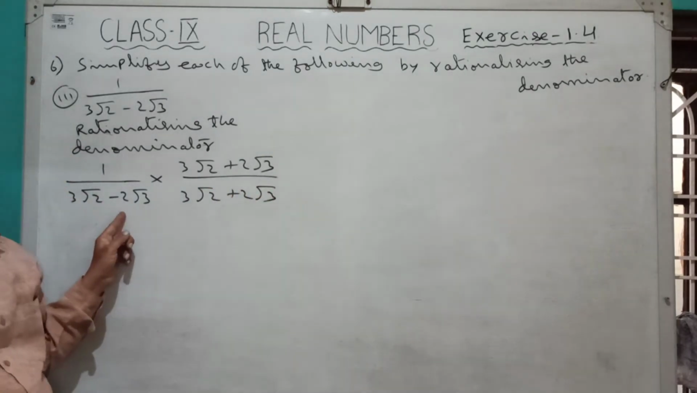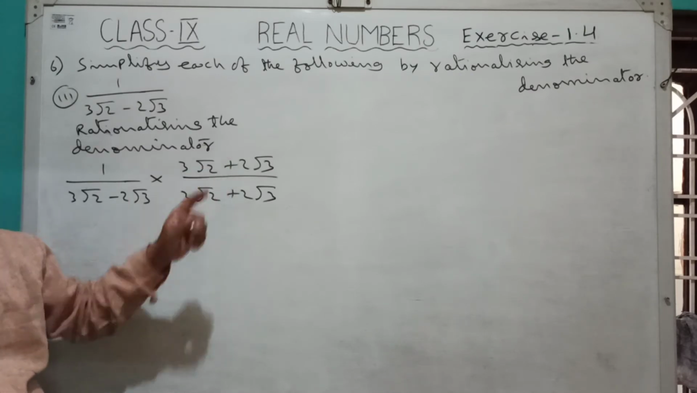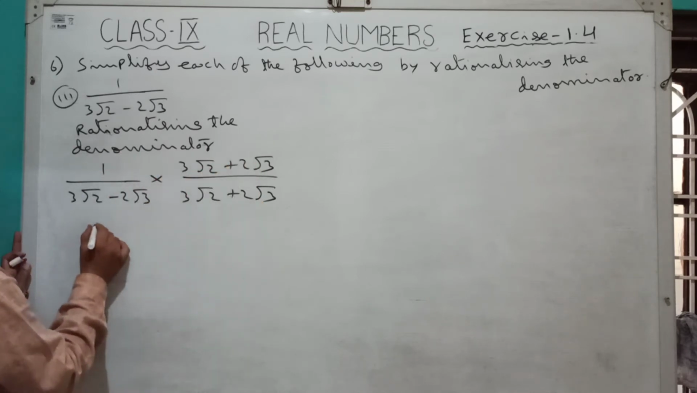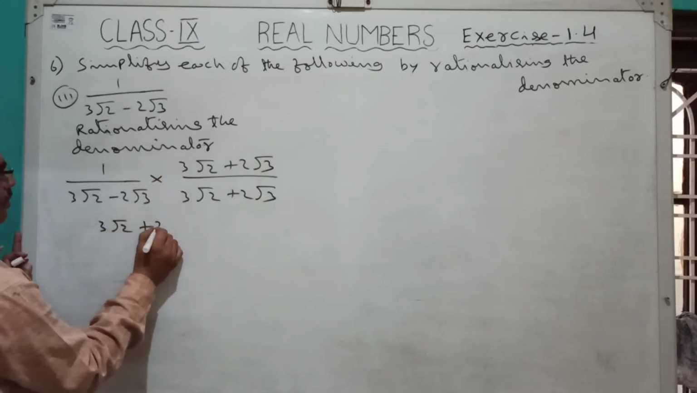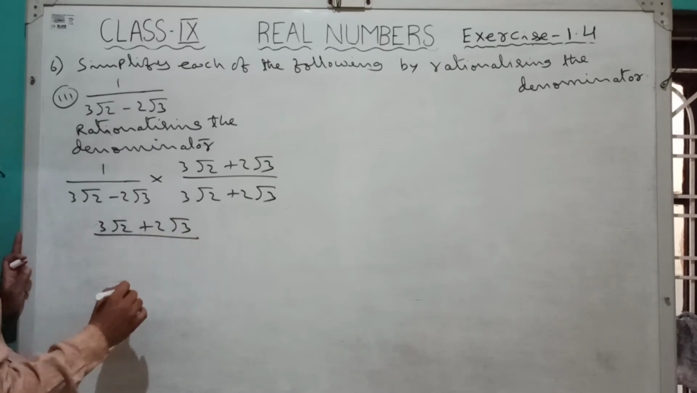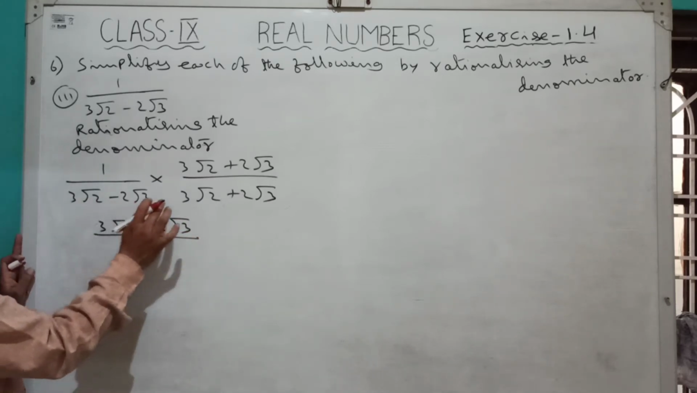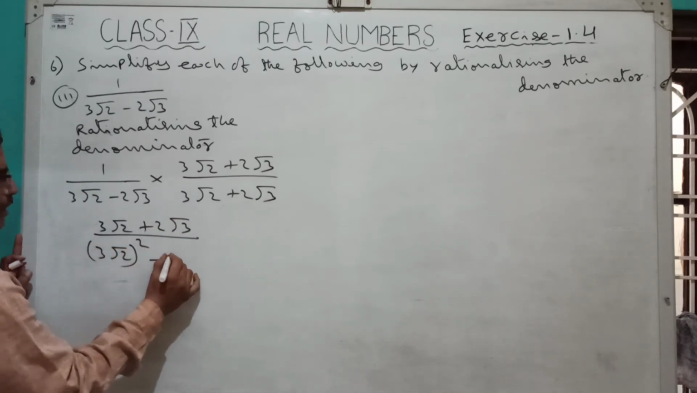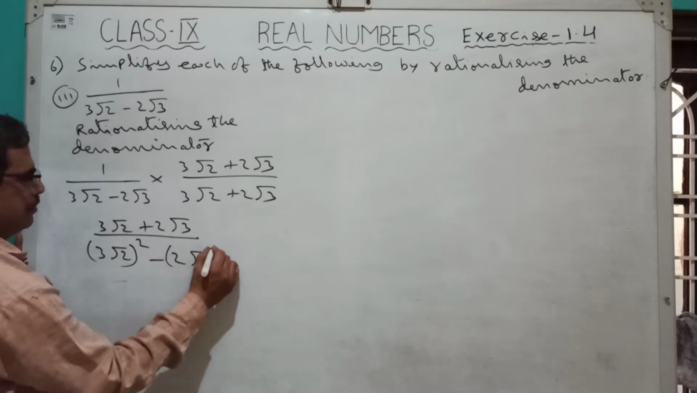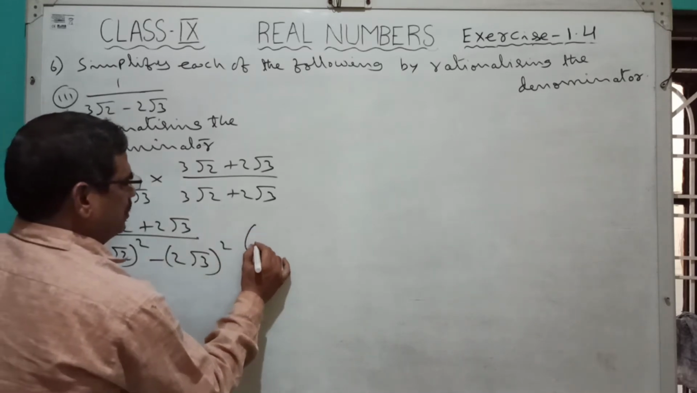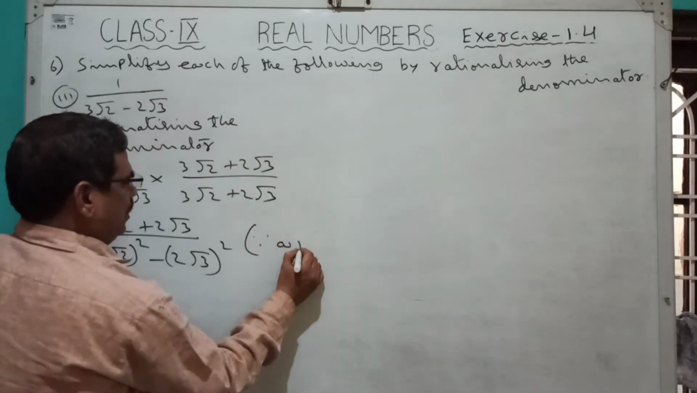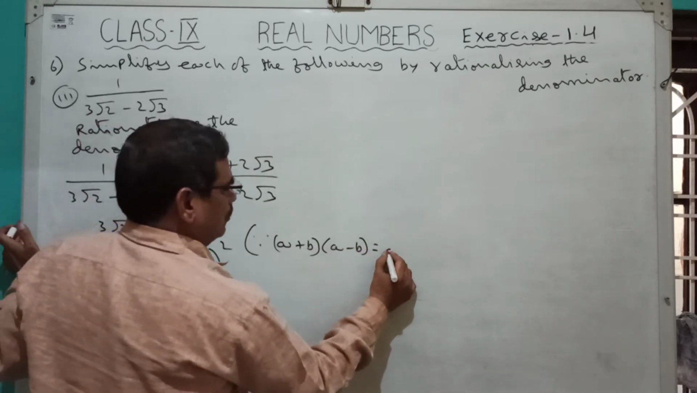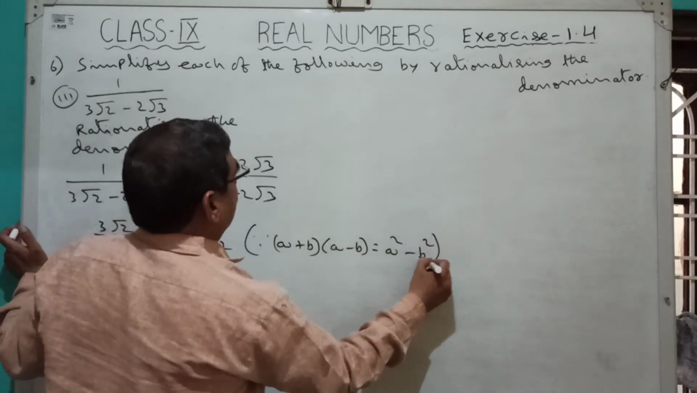See here minus symbol is there. I have to write here plus symbol. Here also plus symbol. So 1 into 3 root 2 plus 2 root 3, divided by a minus b, a plus b, a square minus b square. Here I am using this formula: a plus b into a minus b is equal to a square minus b square.